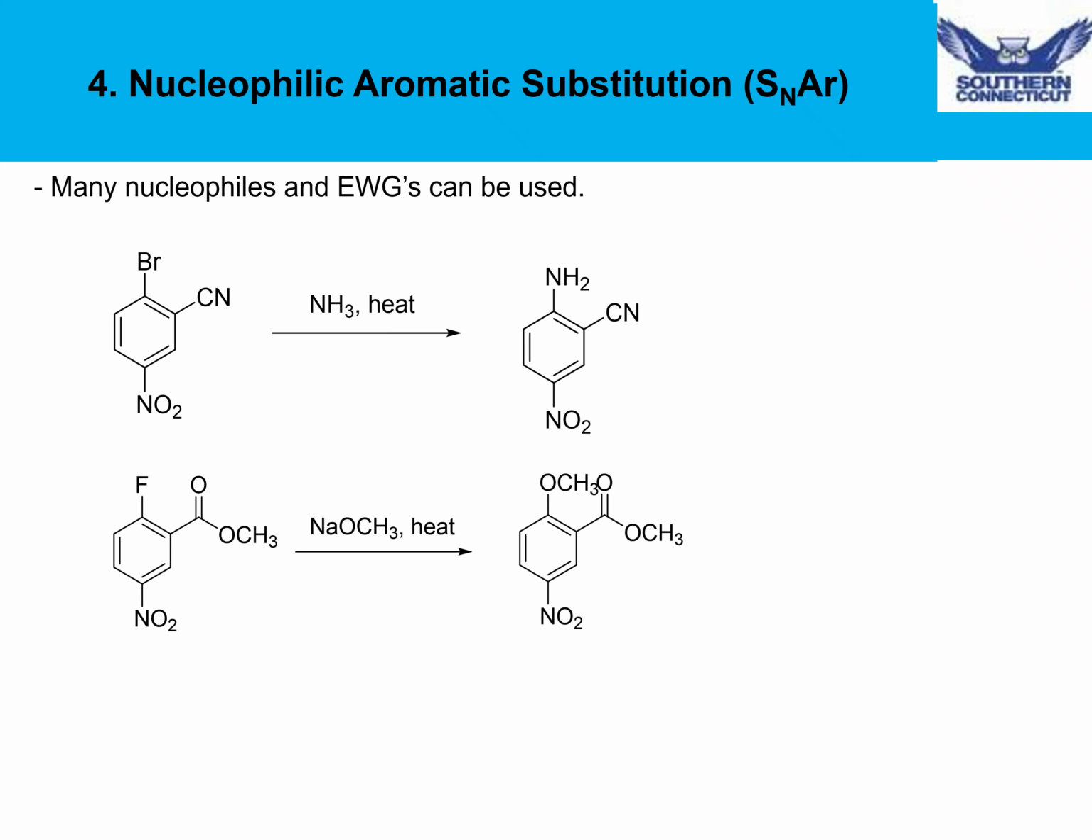There are many nucleophiles that can be used, as well as many electron withdrawing groups that we can use in this reaction. For example, we could use ammonia as a nucleophile and replace a bromine. Notice this example involves a nitrile and a nitro group, ortho and para to the halogen. We could use a methoxy group to replace a fluorine, and we can have a ketone as well as a nitro group as electron withdrawing groups.